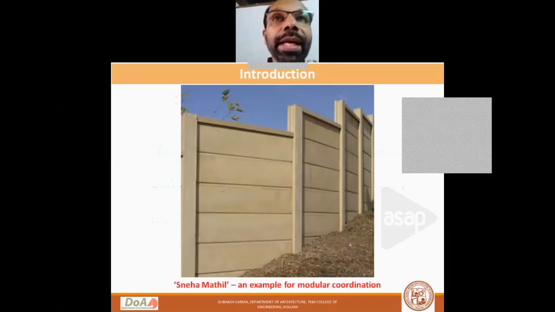Yeah, this is a very good example, and I think most of you are familiar with it. It's a very good example to understand what is modular coordination. All this is comprised of three basic modules. One is the post module, then you have the slabs, and there is a coping. This can be made in the factory and assembled at site, and similar prototypes can be used anywhere.